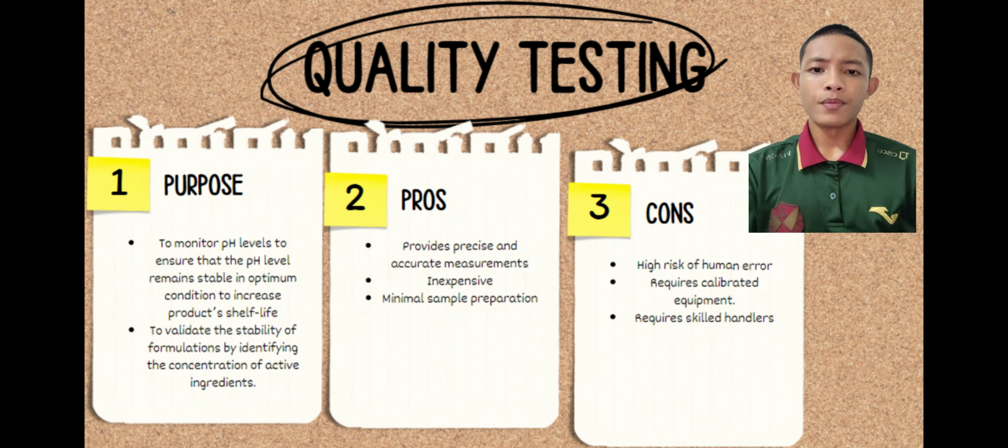The downsides of volumetric analysis are that it requires calibrated equipment in order to achieve accurate measurements. Other than that, since it is handled by humans, it increases the risk of human error. Lastly, in order to achieve accurate measurements, only skilled handlers should perform volumetric analysis since it requires skill in order to not mess up the analysis.